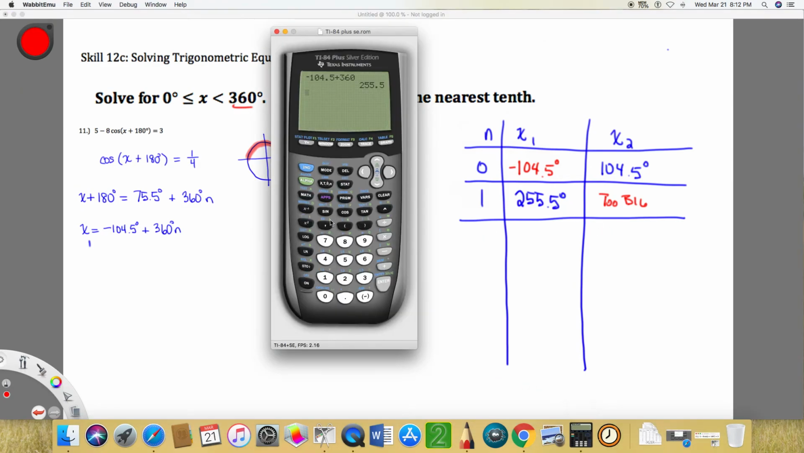Let's check those, see if they work in the equation. We've got 5 minus 8 times the cosine of 104.5 plus 180. And let's check that we're in degrees. Yep. And this should be 3 or real close to 3. So there it is, 3. All right, so let's change our 104.5 to 255.5 and make sure, and hey, that's also 3. So both of them check.